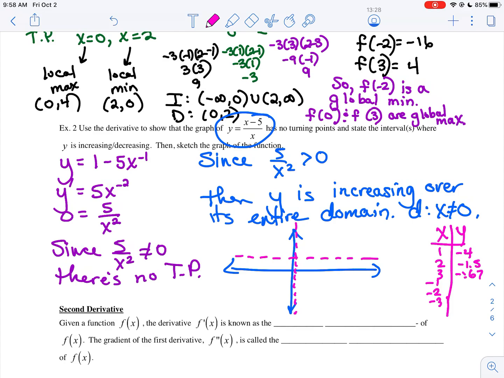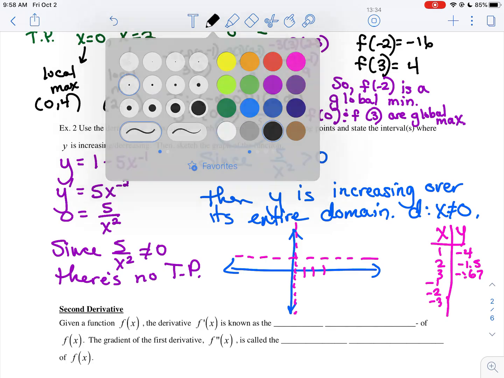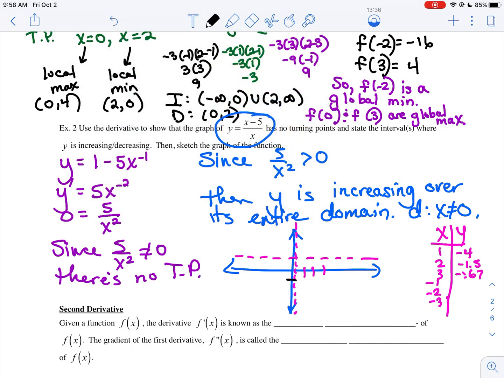And let's see. And change colors here. So 1 is negative 4. 2 is negative 1.5. And then I do know that's going to cross here at 5, 0. Then let's go on the other side.